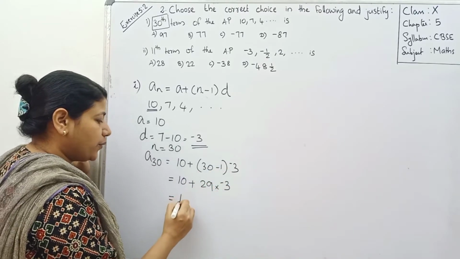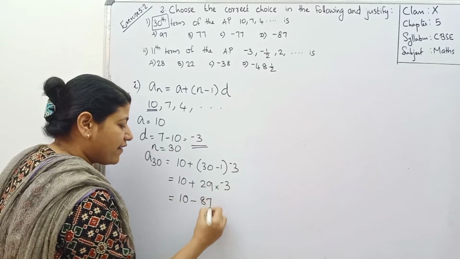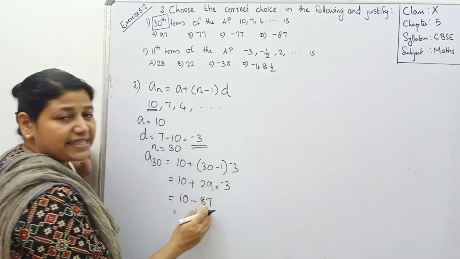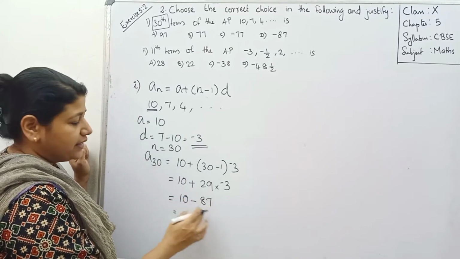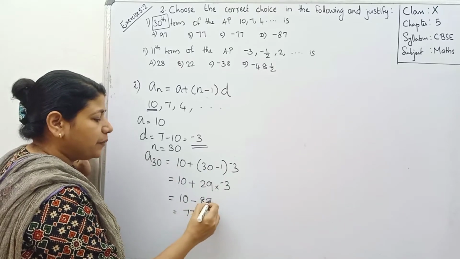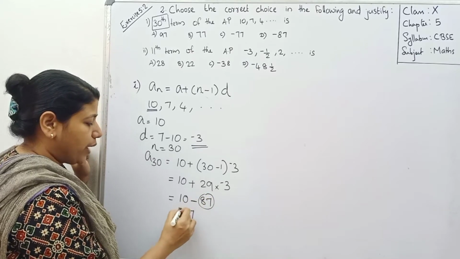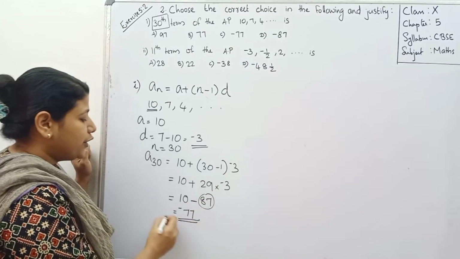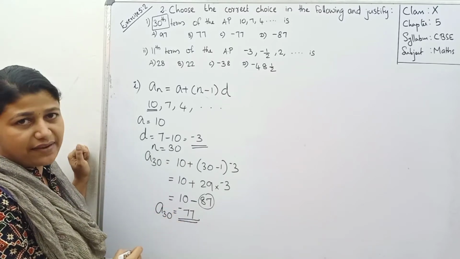Okay, so we can write 10 minus 87, which is equal to 10 minus 87. In this case, you have to subtract 10 from 87. So you will get 77, and the greater number is 87. It has the sign negative, so you have to put this negative sign here. So your 30th term is negative 77.